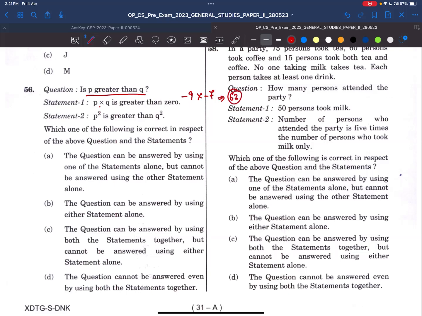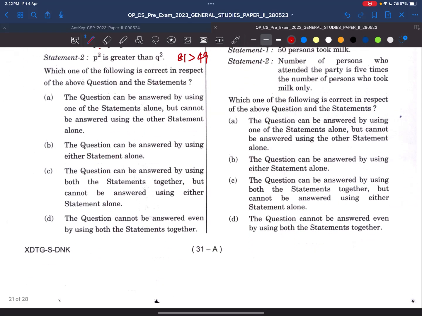Okay. Now P square is greater than Q square. Okay. What is P square? Minus 9 square will be 81. Yes, it is greater than minus 7 square, that is 49. But the question is asking, is P greater than Q? No. Minus 9 is less than minus 7. Right? So, what can we say? The question cannot be answered even by using both the statements together.